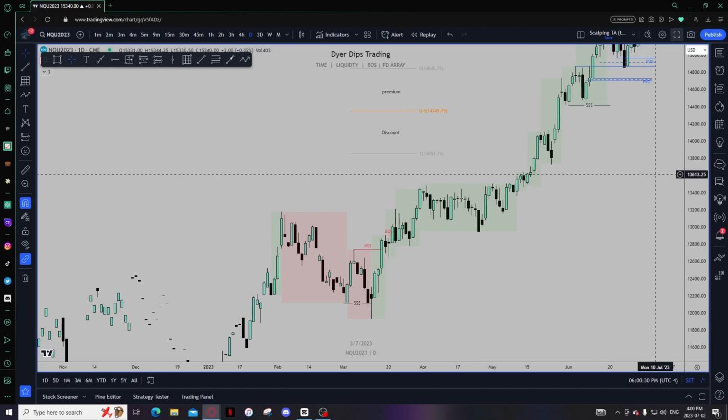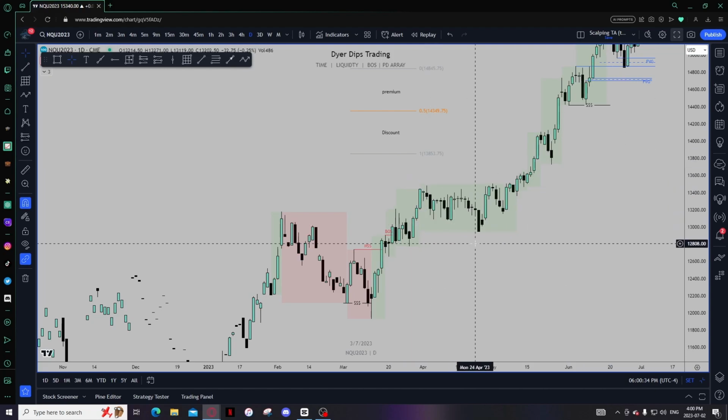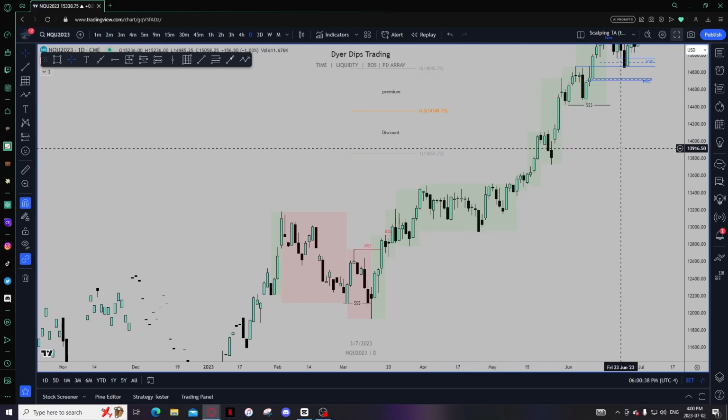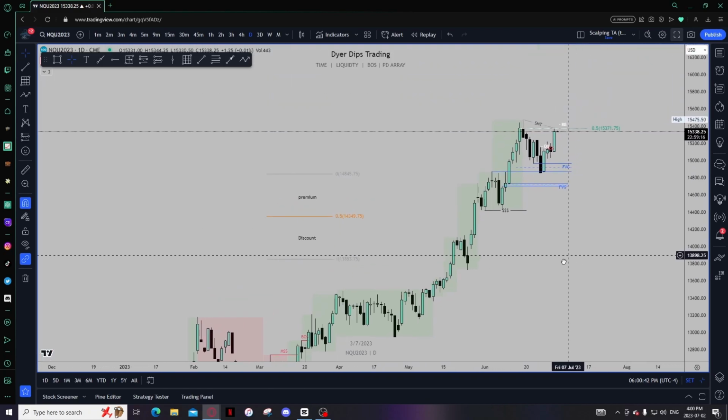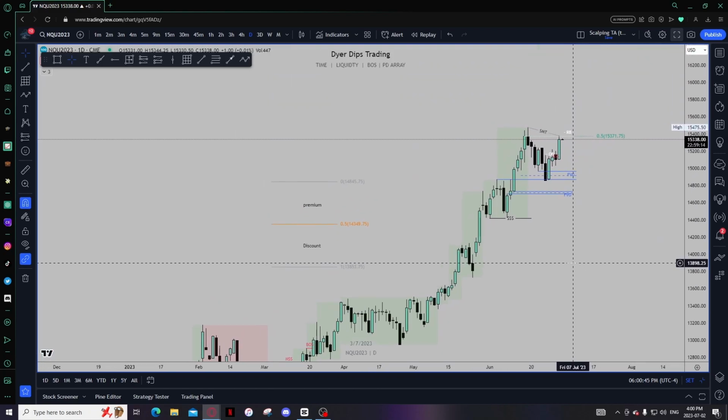Don't try and fade every move. Try and use the trend to your advantage and use liquidity on the opposing side to induce the move higher in the direction of the trend. Especially when it comes to market structure, it's definitely not a good idea to be fading market structure. So let's get right into it.